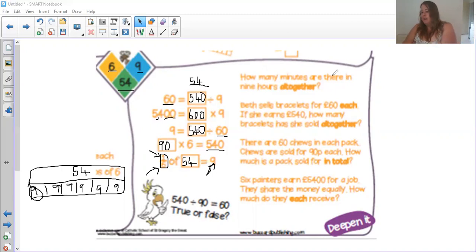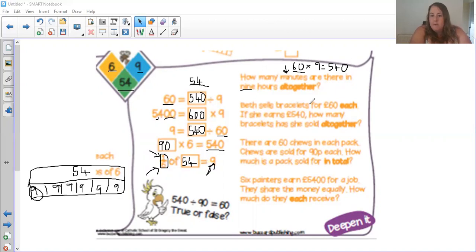How many minutes are there in 9 hours altogether? So the question is asking minutes in hours. So we know that in every hour, there are 60 minutes. So 60 minutes in 9 hours is 60 times 9. So if I do my 6 times 9, which I know now is 54, this number here has been multiplied by 10, so I need to multiply mine by 10.